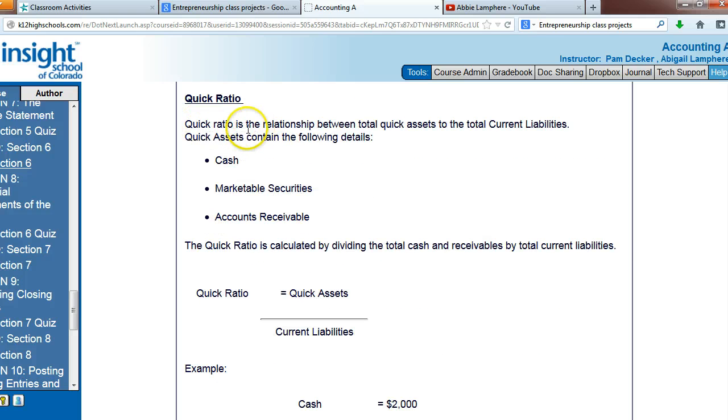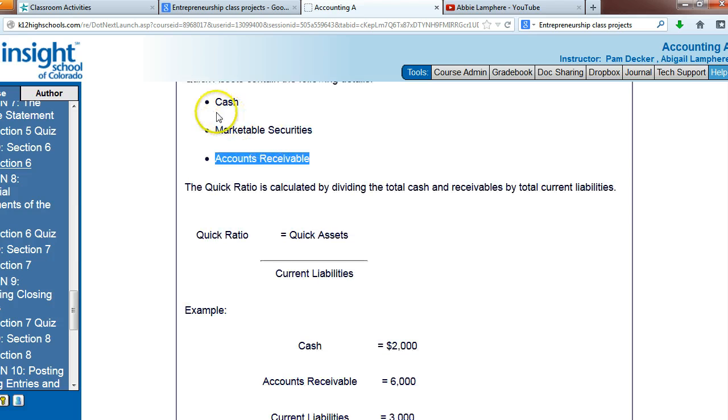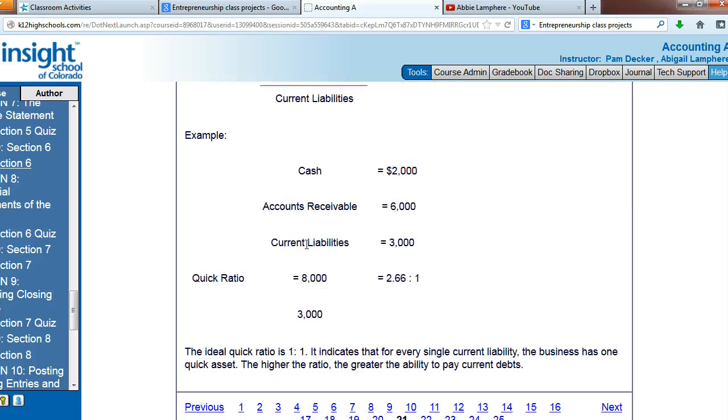And then finally, we have a quick ratio, which is the relationship between total quick assets and total current liabilities. Quick assets contain the following: cash, marketable securities, and accounts receivable. The quick ratio is calculated by dividing the total cash and receivables by current liabilities. So we have our quick assets, which are these 3 things, over current liabilities. For example, cash is 2,000, accounts receivable is 6,000, so 8,000 over 3,000, which equals 2.66 to 1.